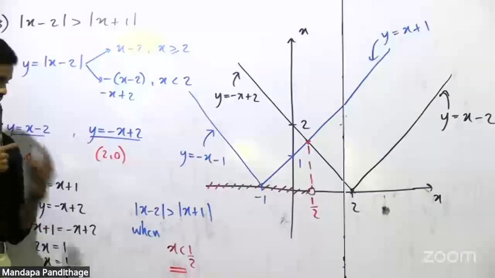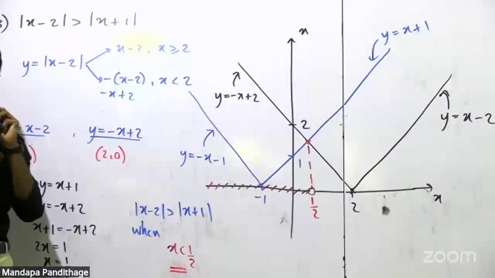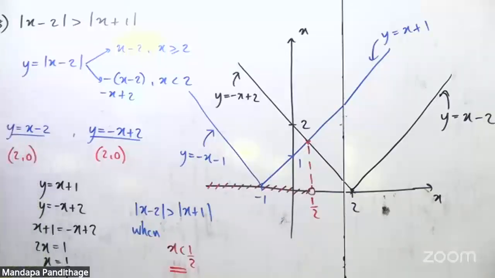Hands up who got this one, that x is less than half. Okay, good. Students who joined online, send me a message. When I ask a question about who understood and who got the answer, the online students should respond too, because I can't ask them separately.